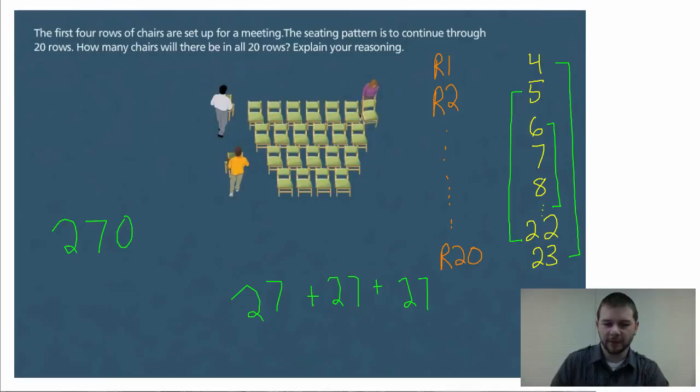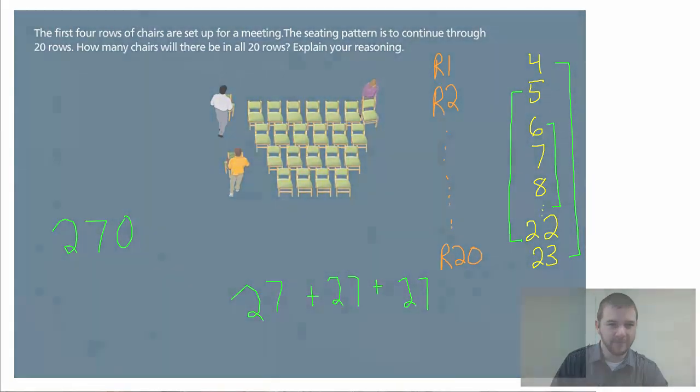And then to explain your reasoning, you should explain in words what we did here. We considered the total number of chairs in each row. We paired up rows in a special way, greatest and least, second greatest and second least, and so on, finding 27 to be the sum of each of those pairs. There were 10 pairs, and 27 times 10 is 270.